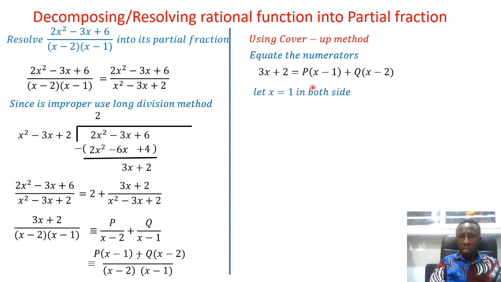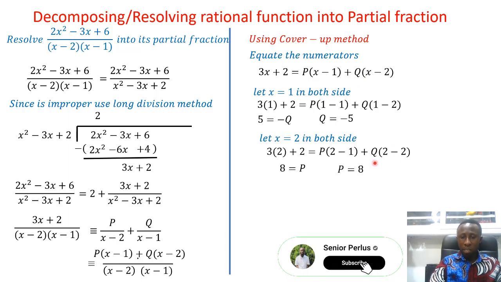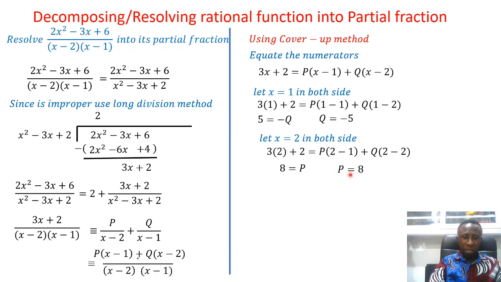So let s equal 1 on both sides. Then p will go to 0. Therefore, our q is -5. Then, to make q go to 0, we let s equal 2 so that this one will go to 0. Therefore, q goes to 0, and our p is 8. So now we know our q and p. Then we come and substitute it here.